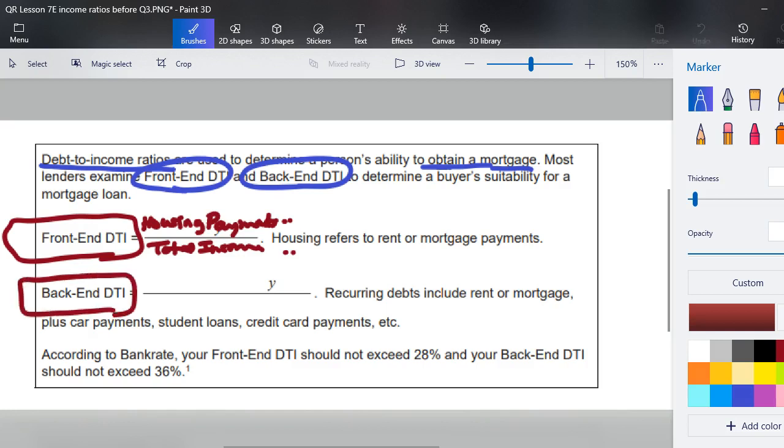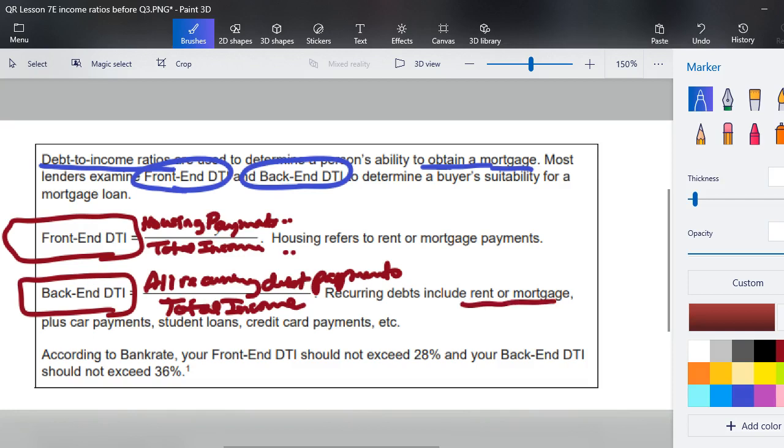Back end DTI, a little bit more. It's all recurring debt payments, all recurring. Still divided by the total income, but a different number. And recurring debts are also going to include the rent and the mortgage, but you're going to have to add in car payments, student loans, credit card, et cetera.